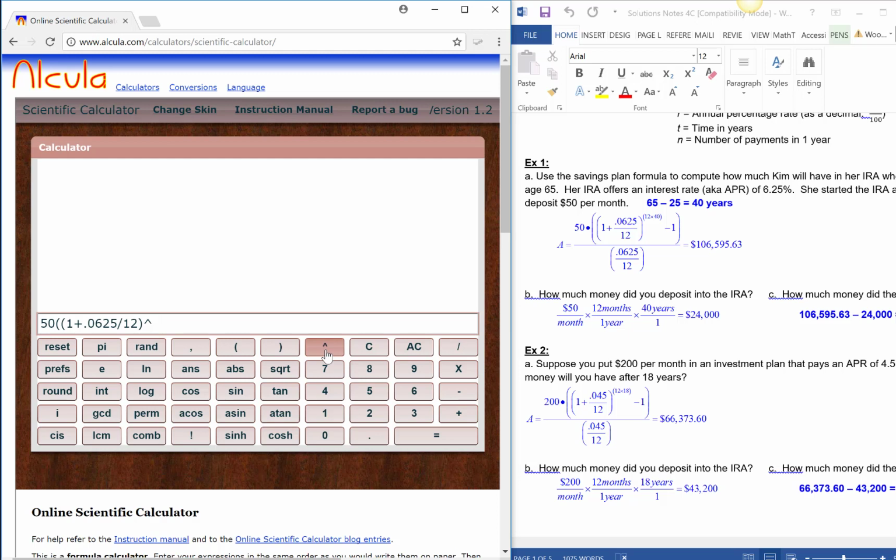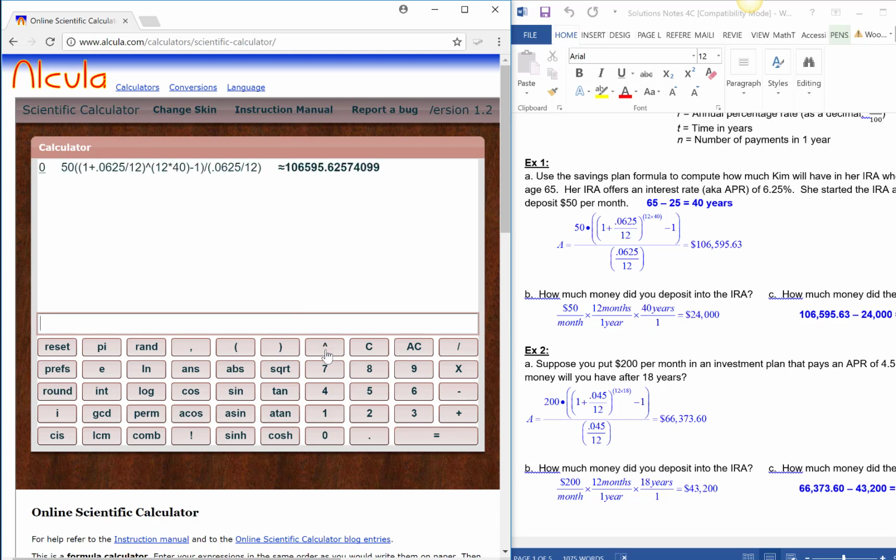Notice that my exponent up there is in parentheses, so I start another parentheses, 12 times 40, close parentheses, minus 1, close parentheses again, divided by, the bottom is in parentheses, so I do parentheses again, 0.0625 divided by 12, close parentheses, and I hit equals, or in some calculators it is enter.